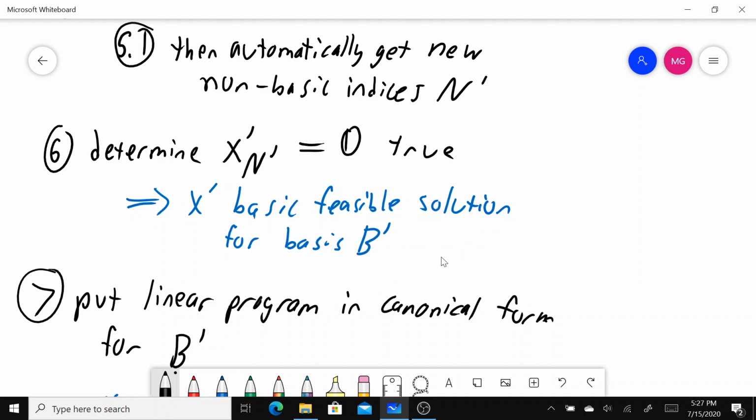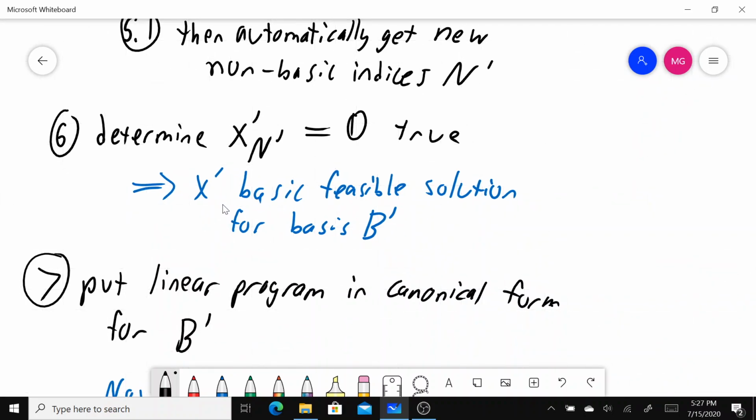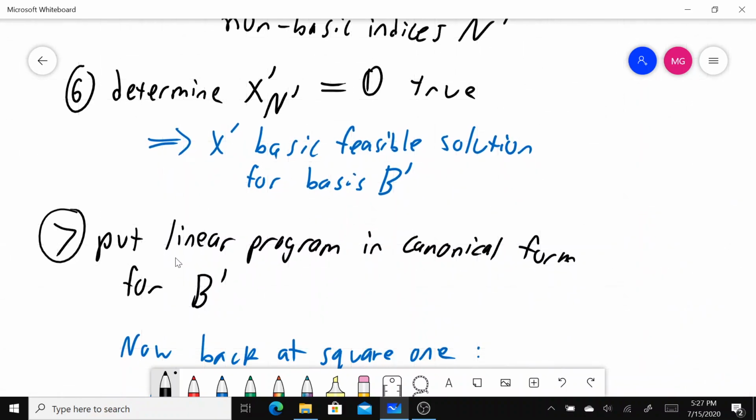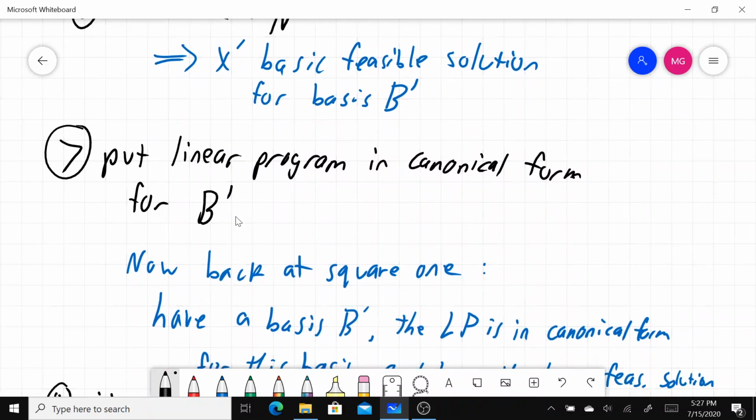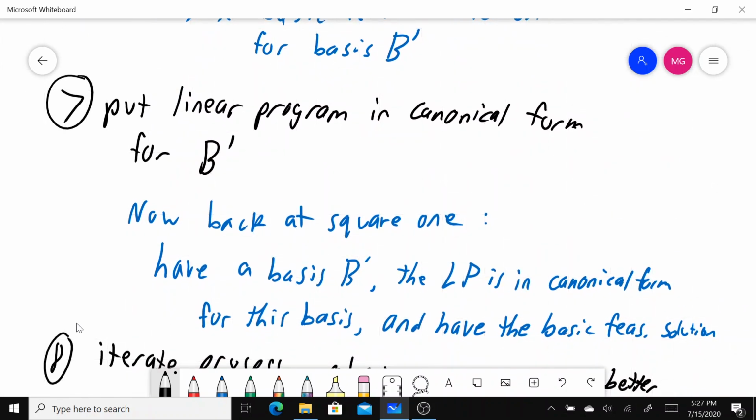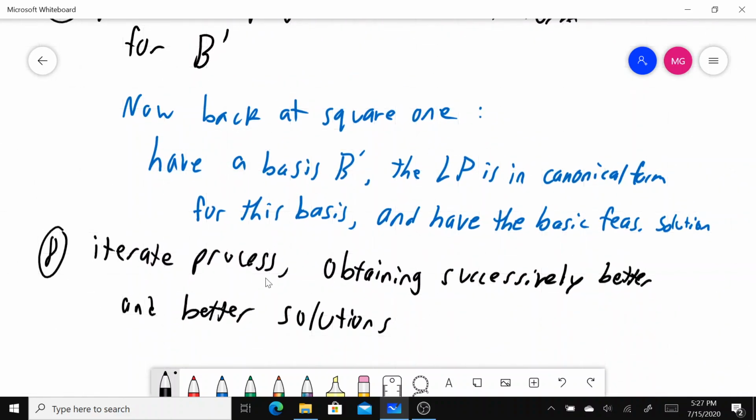And so what that means is that now we have a basic feasible solution for a given basis, and that's exactly where we started. So just put the linear program in canonical form for that new basis B prime, and now we're right back to square one. What do we have? We have a basis B prime. The linear program is in canonical form for that basis, and we have the associated basic feasible solution x prime. And now you just iterate this process over and over because that's where we started, so we can do the process again, and that'll just give us successively better and better solutions. And in general, that's what the simplex algorithm does.